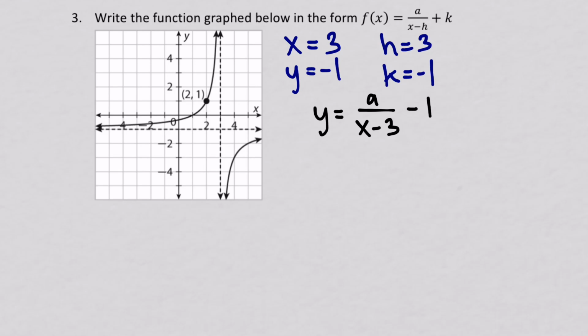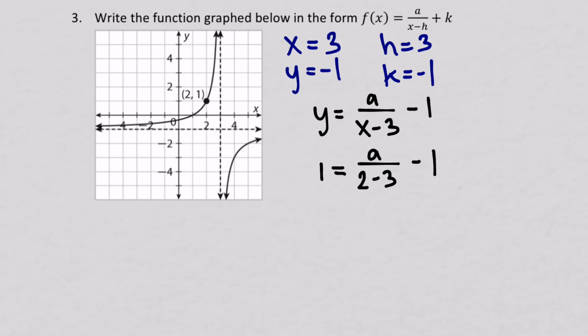Next, what you're going to do is come up with an x and a y value to substitute in so that you could find a. We don't know what a is, but they gave us a point we can use for our x and our y value. So that's what we're going to do. We're going to plug in 2 for x and 1 for y. So it's going to look like this. 1 equals, that's the y, 1, a over 2 minus 3 minus 1.